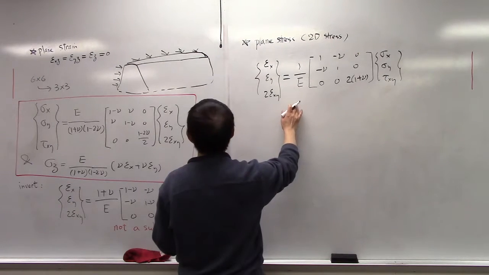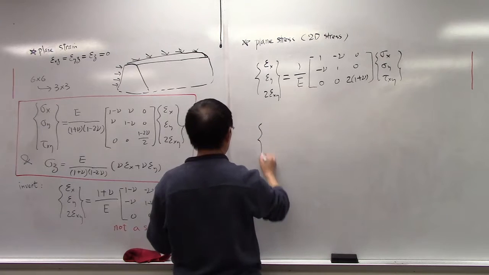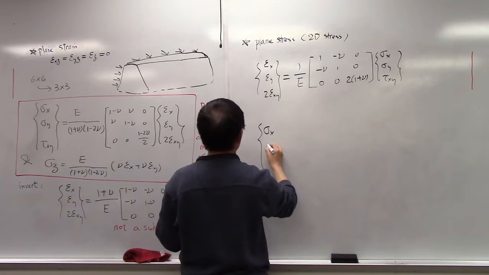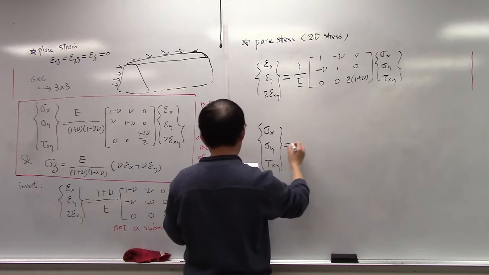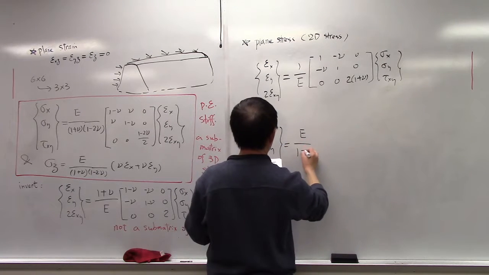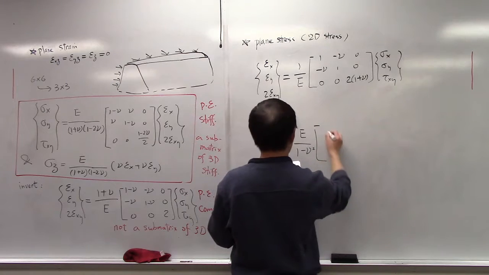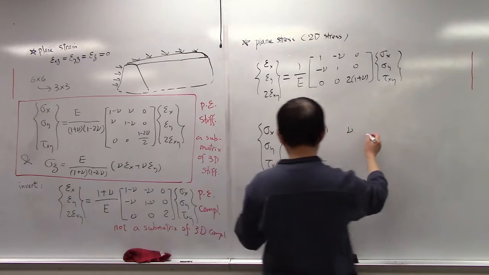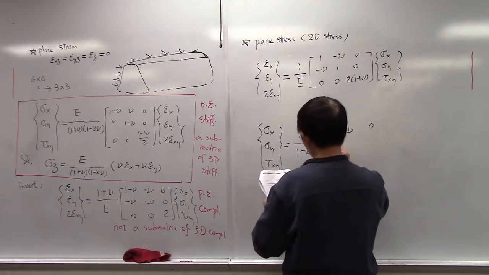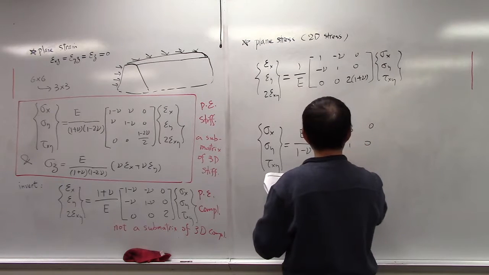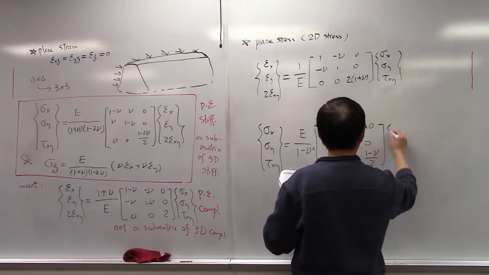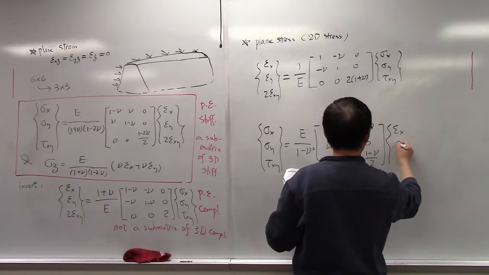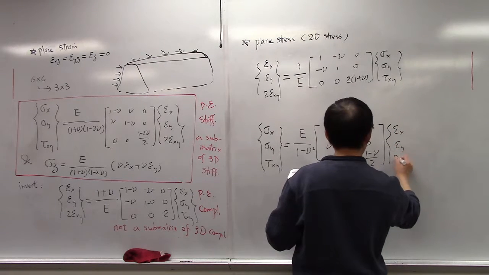This is the compliance, and the stiffness is the sigma x, sigma y, tau xy equals E over 1 minus nu square, times the matrix 1, nu, 0; nu, 1, 0; 0, 0, (1 minus nu) over 2, times epsilon x, epsilon y, 2 epsilon xy. Okay?